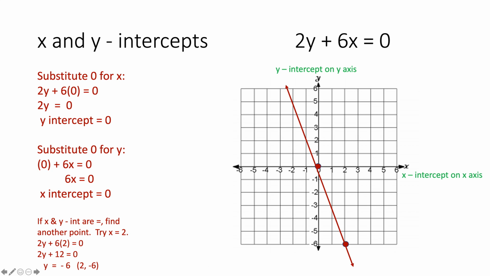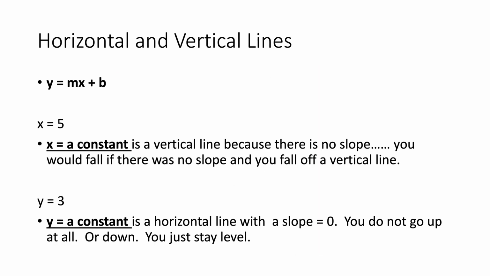Okay? Now, there's one last special case to go over, and that is the case of graphing a horizontal or a vertical line, considering y equals mx plus b. Now, what if you wanted to graph the line x equals 5? Now, that's really weird already because it doesn't say y equals like every other line that we have done so far says.